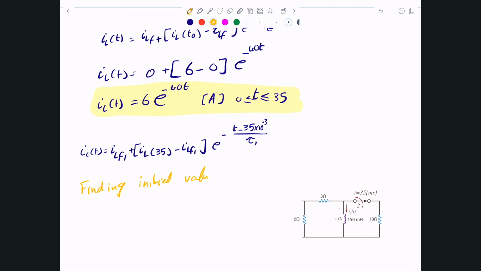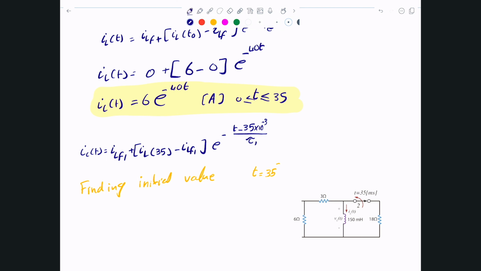Okay, so finding the initial value, well, initial here is at t equals 35 minus. Okay, that's what we have. Like not 0, it's right before this switch happens. And because we're targeting the current flowing through the inductor, that means right before 35, right after 35 is the same. So what we can do is use this equation to find it.